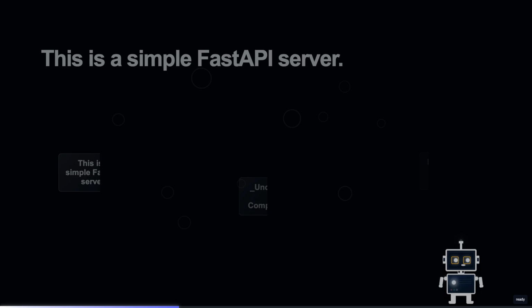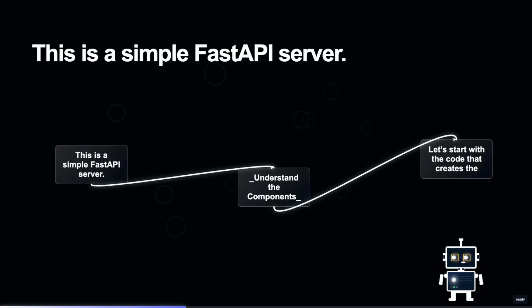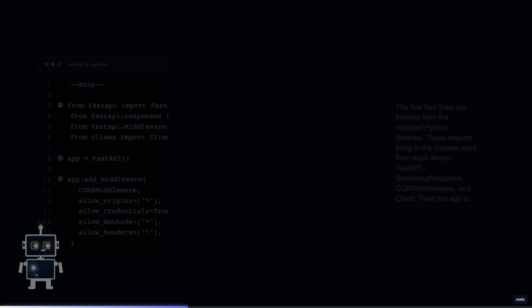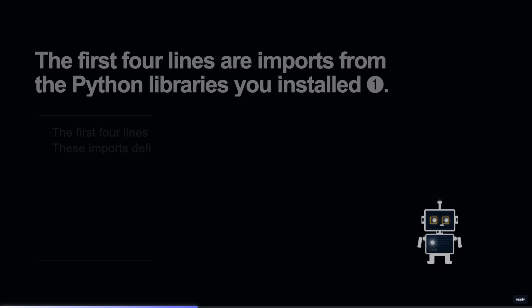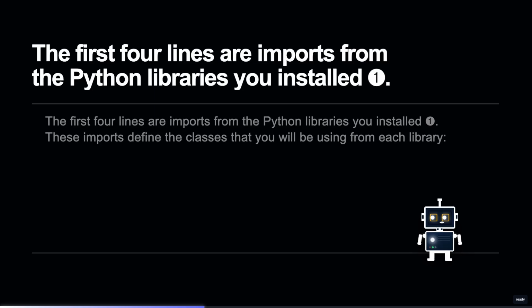Begin with the code that creates the library components you will use. The first 4 lines are imports from the installed Python libraries. Those imports bring in the classes used from each library: FastAPI, StreamingResponse, CORSMiddleware, and Client. These imports define the classes that will be used from each library. These are the core pieces.